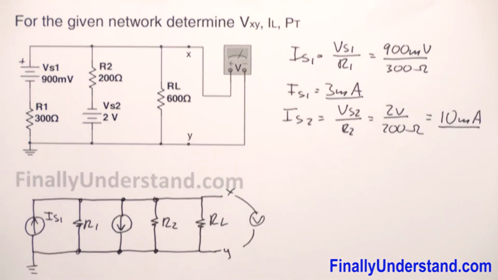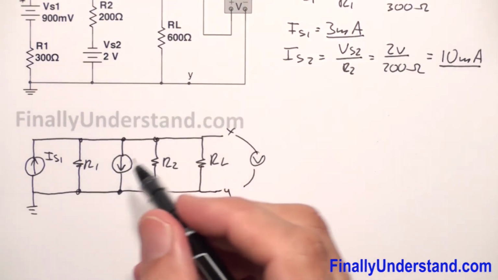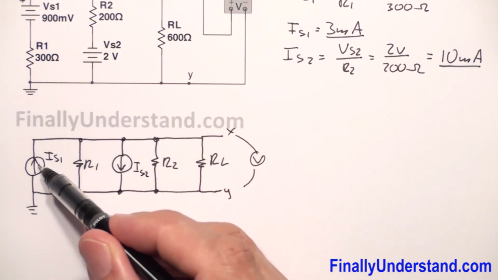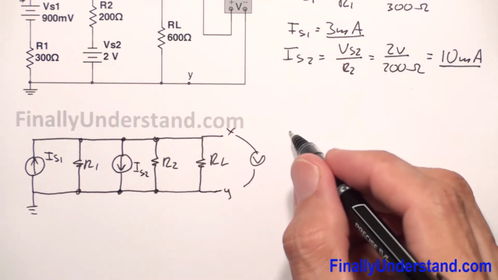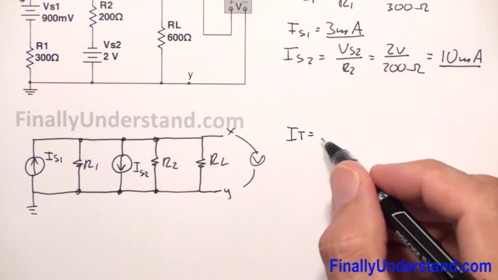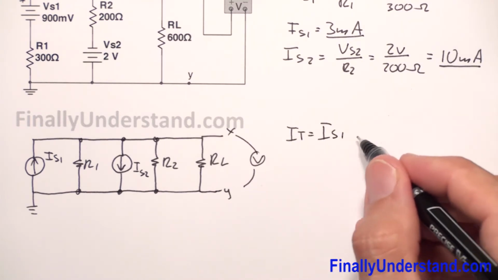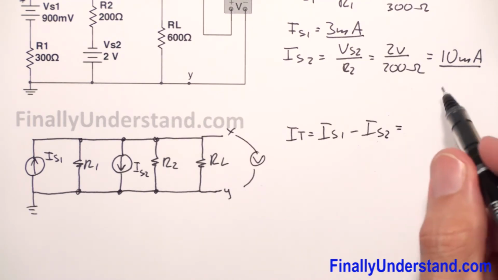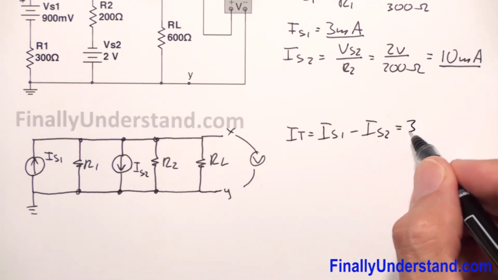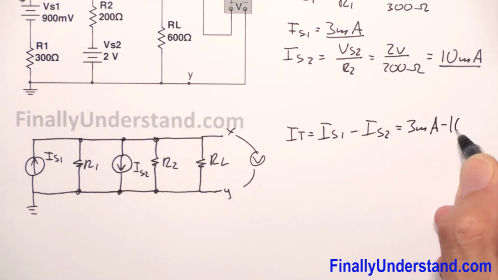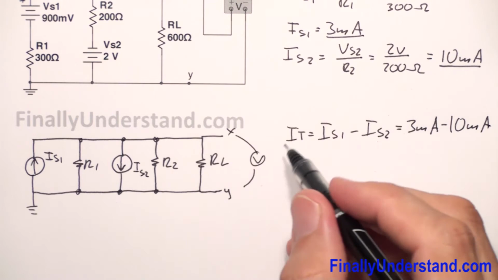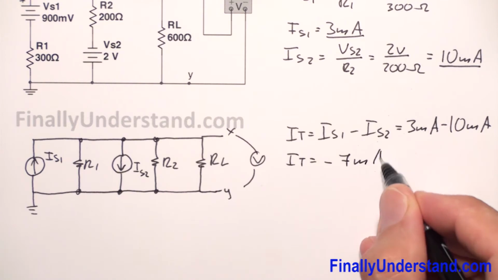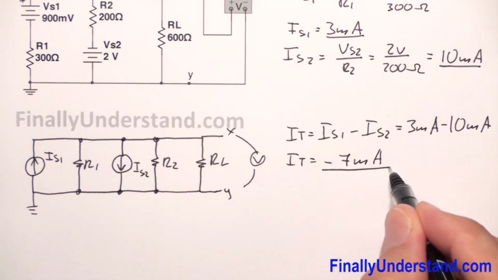So what am I supposed to do first? Find I total. Okay, I'm going to consider this current as the positive and this one negative. So my I total is equal I source 1 minus I source 2. So this is equal 3 milliamps minus 10 milliamps. So I have I total is equal minus 7 milliamps. Okay, so this is my total current.